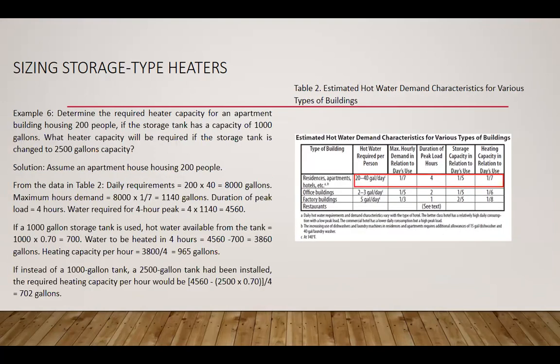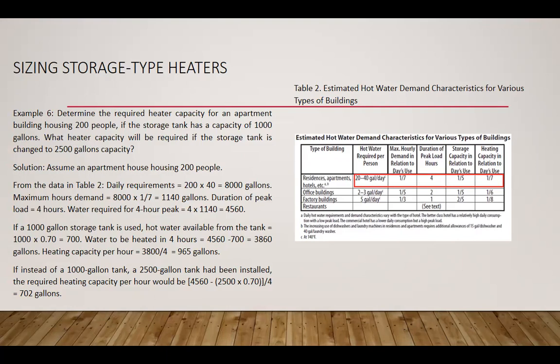Sample number 6. Okay. Determine the required heater capacity for an apartment building housing 200 people. If the storage tank has a capacity of 1,000 gallons, what heater capacity will be required if the storage tank is changed to 2,500 gallons? Solution. Assume an apartment house housing 200 people. From the data in table 2, daily requirements is 200 times 40. Ito yung hot water required per person.